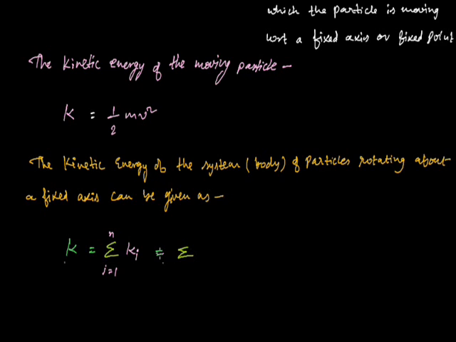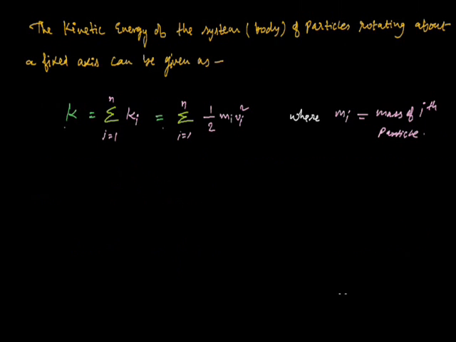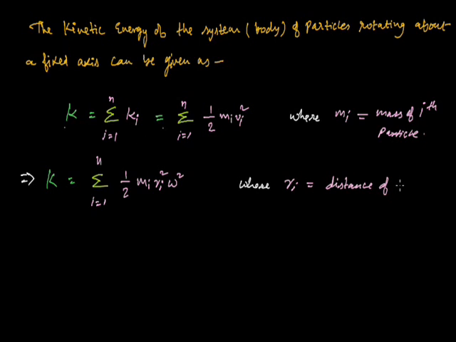The same can be expressed as sigma I equals to 1 up to n half mi vi square, where mi is mass of ith particle and similarly vi is the velocity of ith particle. In terms of angular velocity of the particle, the complete kinetic energy of that body can be rewritten as K equals to sigma from I equals to 1 up to nth particle of half mi ri square omega square, where ri is the distance of ith particle from axis of rotation and omega is the angular velocity of each particle.